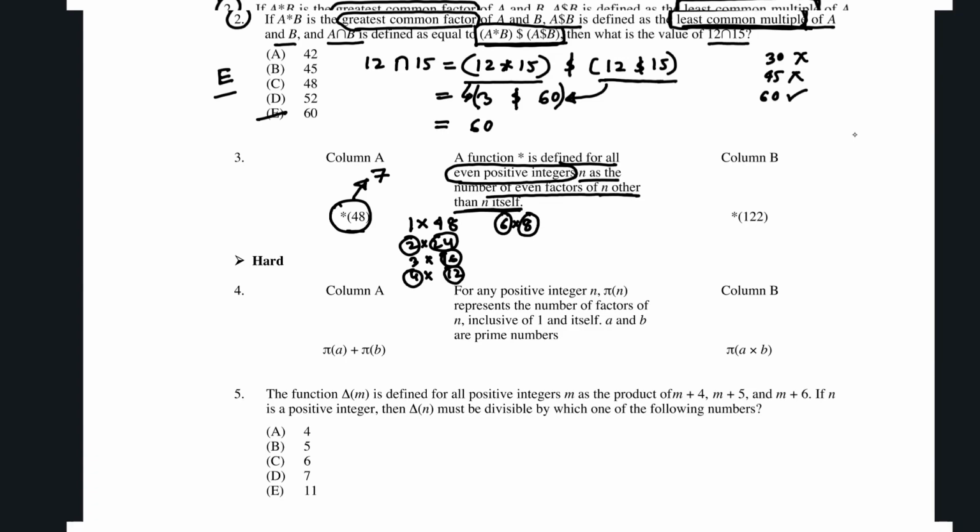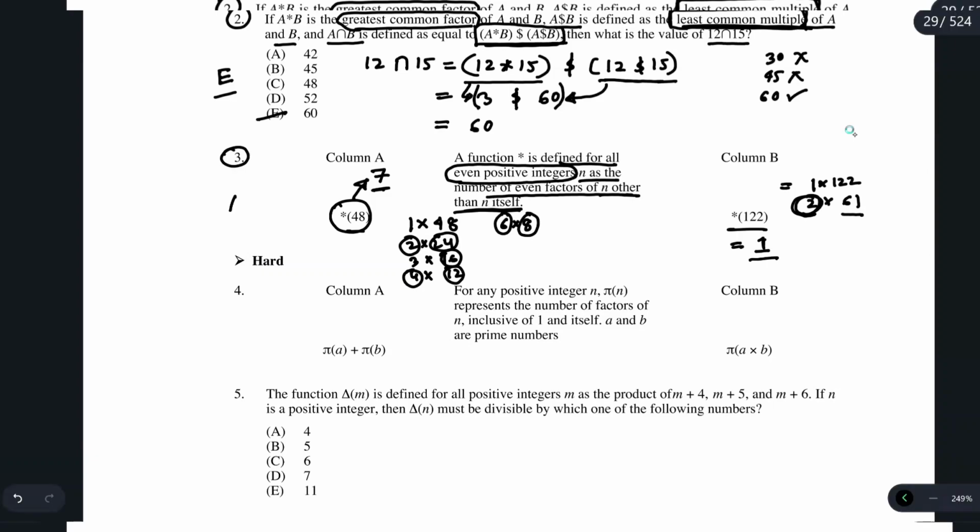Now, similarly, let's try to derive 122. We can write it down as 1 multiplied by 122, then 2 multiplied by 61. And I can't think of any way that we can divide 61, so I guess these are all the factors. And if we try to figure out the even factors other than 122 itself, it is only 2. So the value of asterisk 122 should be 1, because we have only one even factor other than 122, and that is just 2 over here. So here we see that column A has a larger value, 7, than column B. So the answer for the number 3 math should be A.